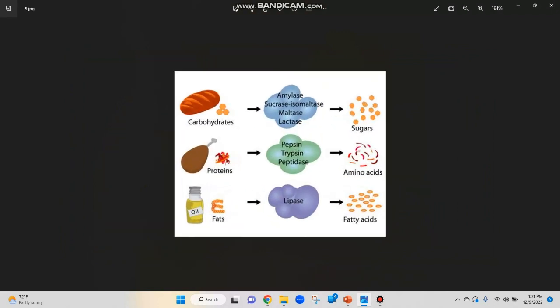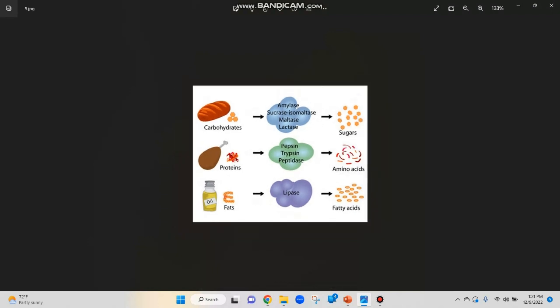Over here, there's another example. Carbohydrates are broken down into simpler sugars. Proteins are broken down into amino acids. Over here, if you see, it's just trypsin written, but you can use protease for that as well. Fats turn into fatty acids by the lipase.